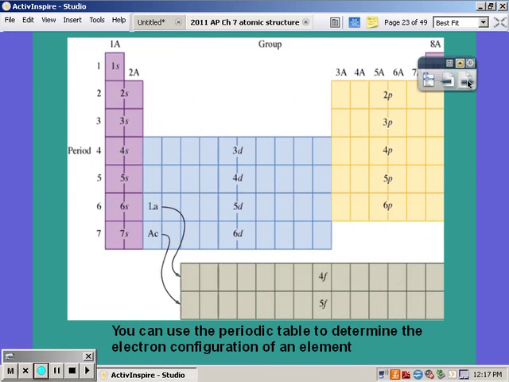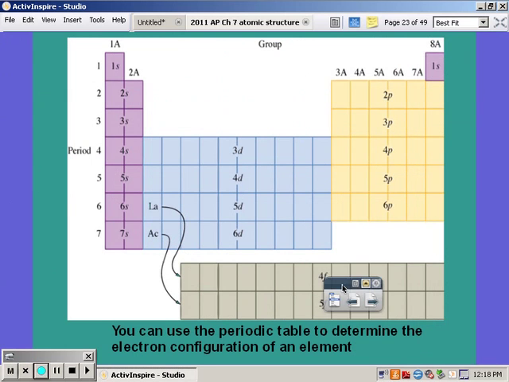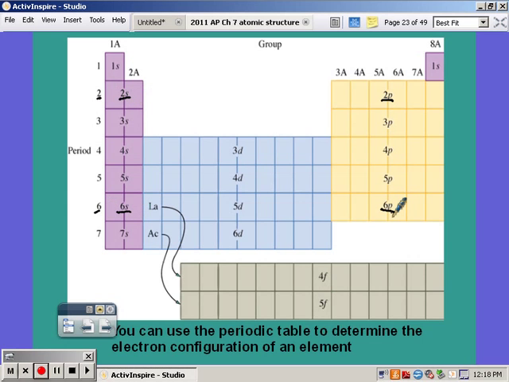To determine the electron configuration using the periodic table, you need to know your s, p, d, and f blocks. So first you have the s blocks, then the d's, and then the p's, and at the bottom you have the f's. Notice that the s and the p's are the same as the period number, while the d's are 1 less than the period number, and the f's are 2 less than the period number.